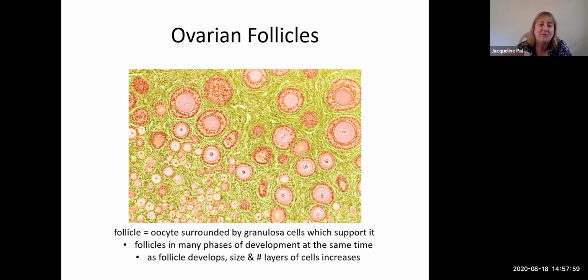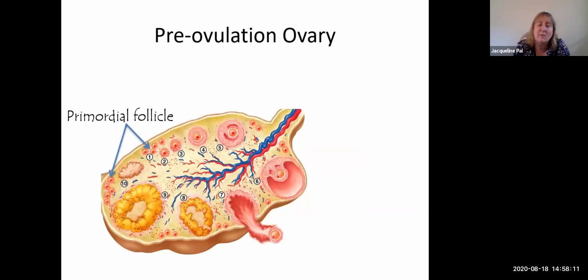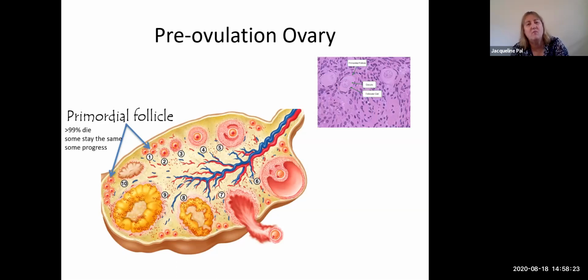And as it develops, the size of the follicle increases, the layers and number of cells increase, and the oocyte in it increases in size as well. So let's start at the beginning, the pre-ovulation ovary, which has several steps. The first ones are the follicles hanging out doing practically nothing, and these are called the primordial follicles. Over 99.9% of these are going to die. So if you have one child, you have an heir, and you had many, many spares.